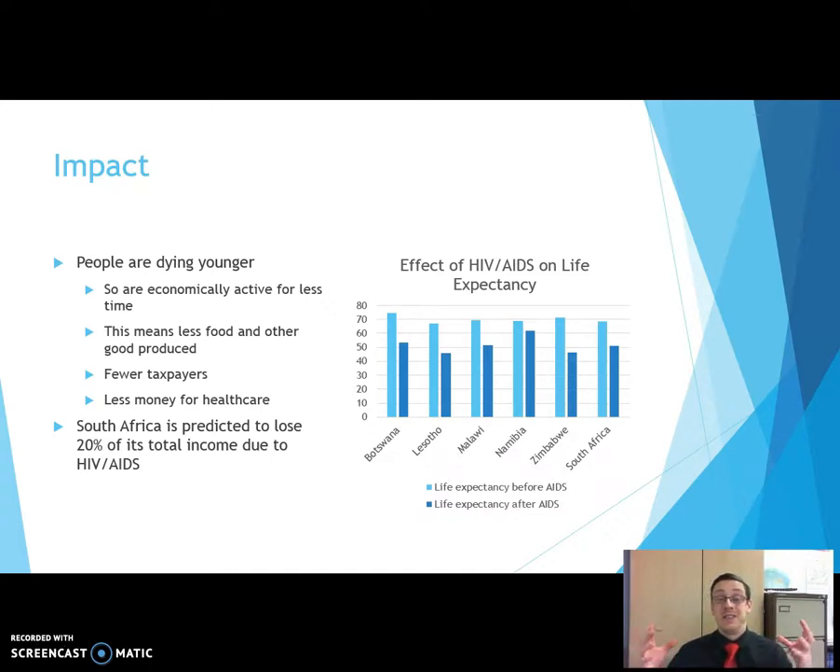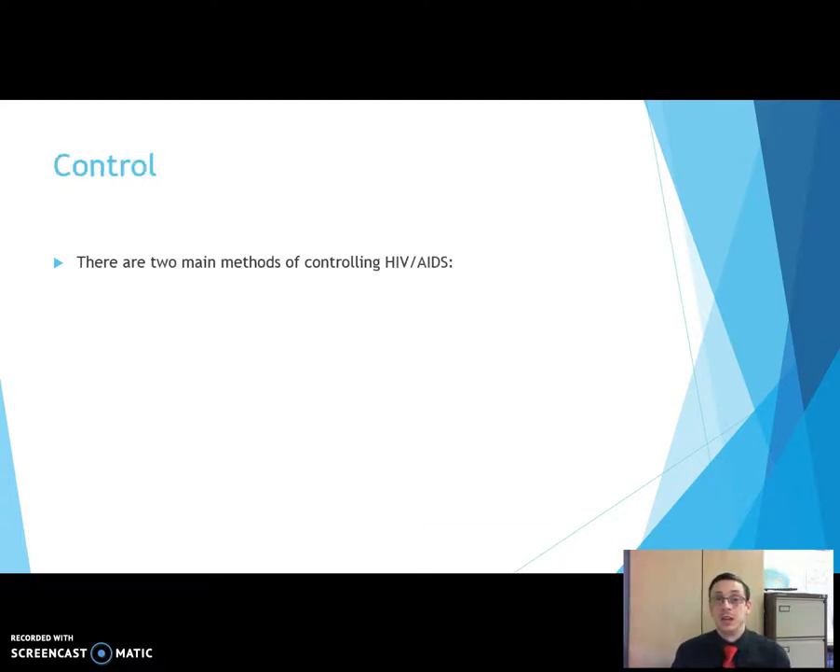So this has got a huge impact. You're losing that money. It means you can't fight the disease because you don't have the people. And the less you can fight the disease, the fewer people you have. And again, it can be horribly cyclical. South Africa, for instance, is predicted to lose up to 20% of its total income due to HIV/AIDS. That's a huge impact.